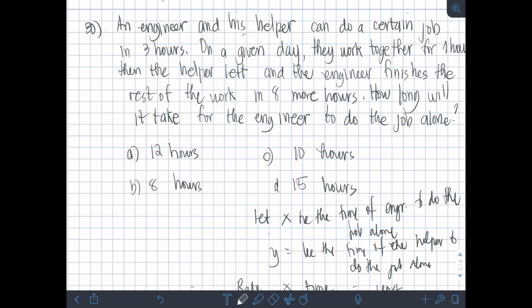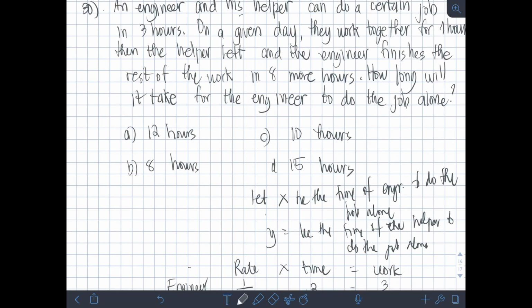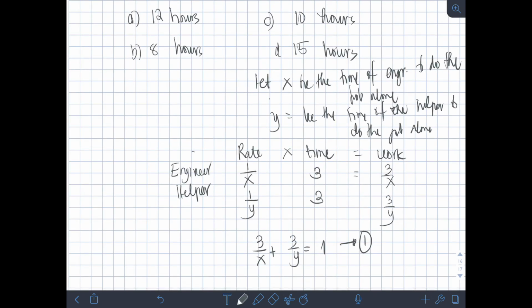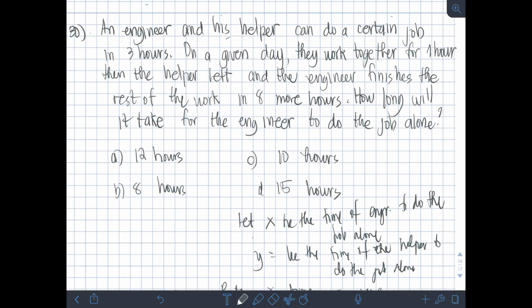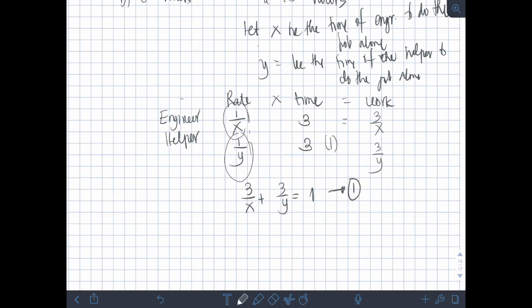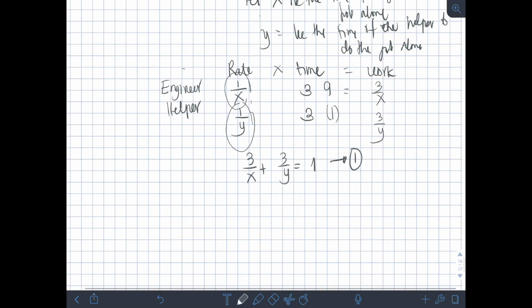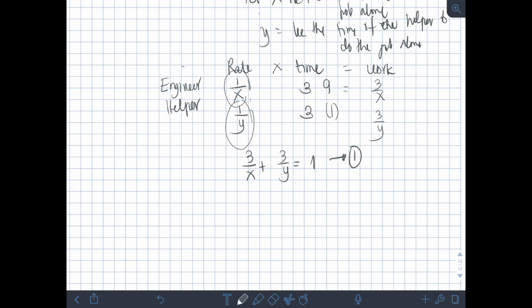Then, dun tayo sa statement 2. On a given day, they work together for 1 hour and then the helper left and the engineer finishes the rest of the work in 8 more hours. So, ito pa rin yung representation natin sa rate nila. Kaso, mababago yung time. So, sabi, nag-work daw sila together for 1 hour. So, therefore, yung time nung helper ay 1 hour lang. Kasi nga, sabi dun sa succeeding statement, umalis siya at iniwan niya yung engineer na mag-work pa ng 8 more hours. So, therefore, 8 plus 1, 9 hours yung total na winork ng engineer. So, therefore, ito yung gagamitin nating time for statement number 2.